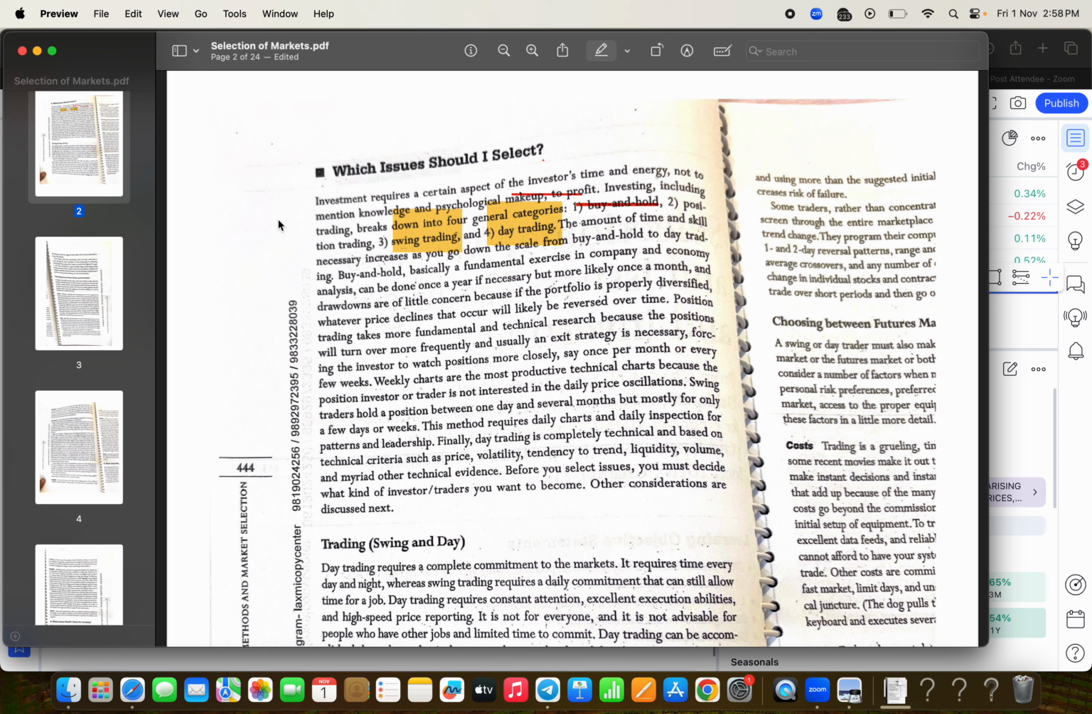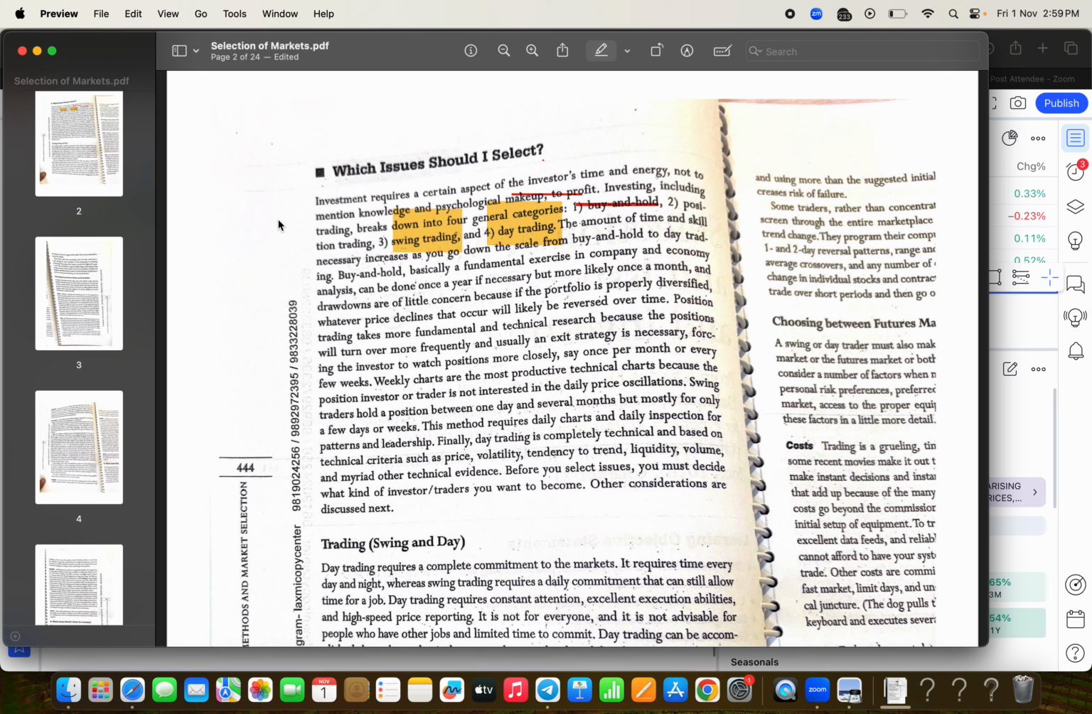Buy and hold, basically a fundamental exercise in company and economy analysis, can be done once a year if necessary, but more likely once a month, and drawdowns are of little concern because if the portfolio is properly diversified, then whatever price declines occur will likely be reversed over time. Buy and hold is basically a longer term thing like investing.